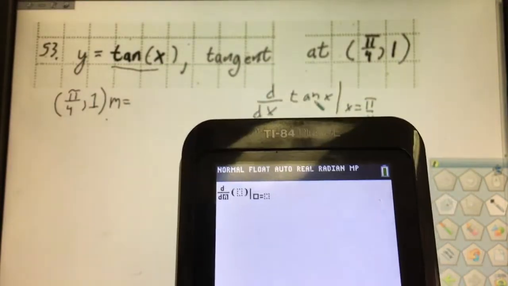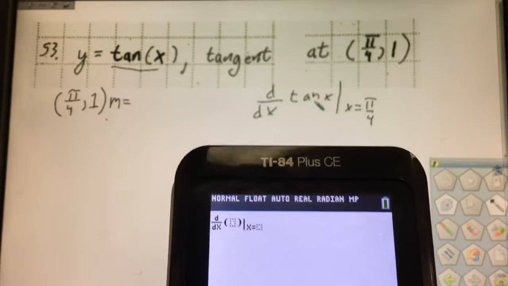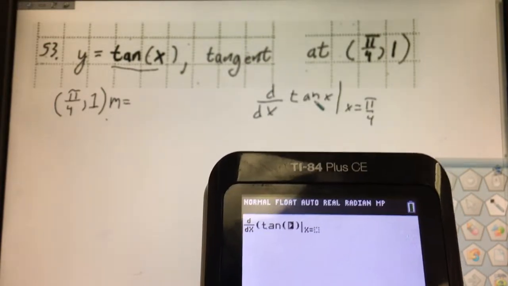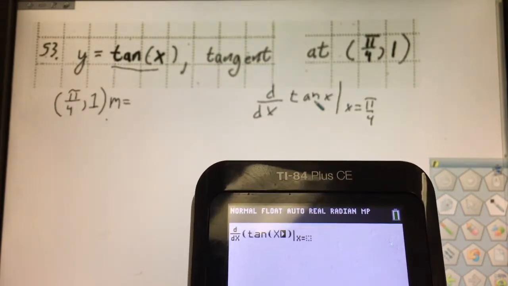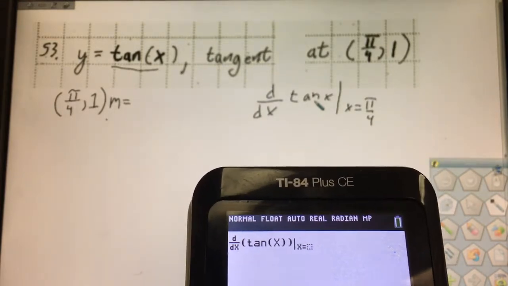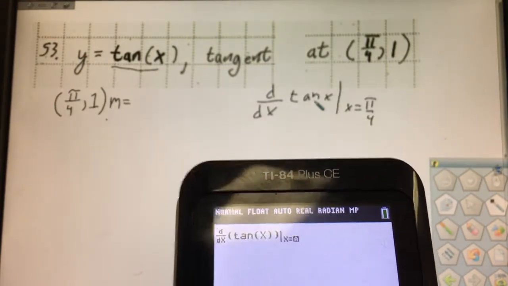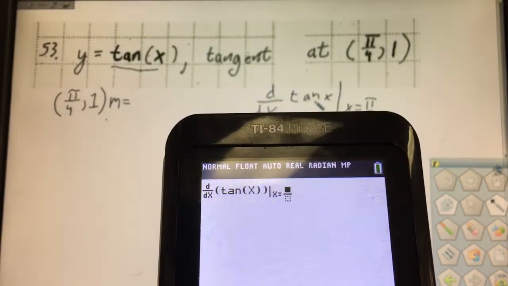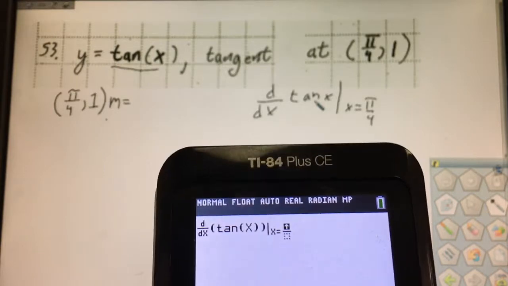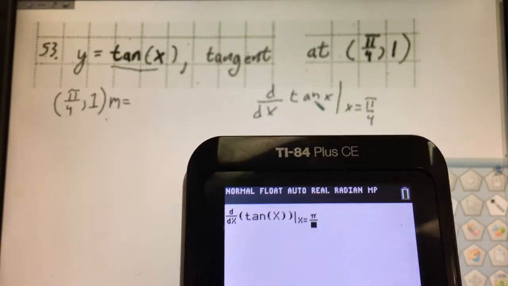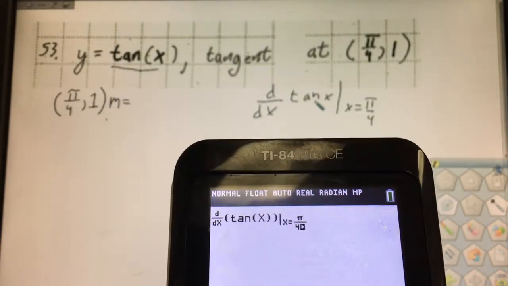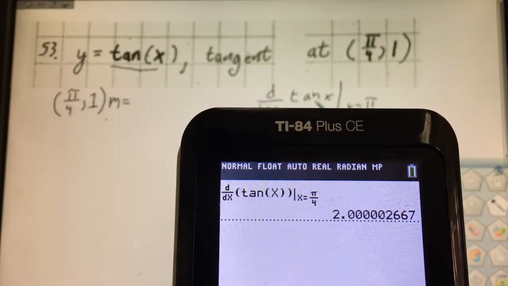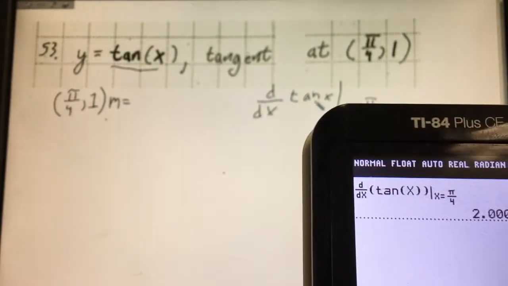All I have to do is type in the function, tan x, close parentheses, evaluated at x equals pi over 4. And here it comes, which is 2.